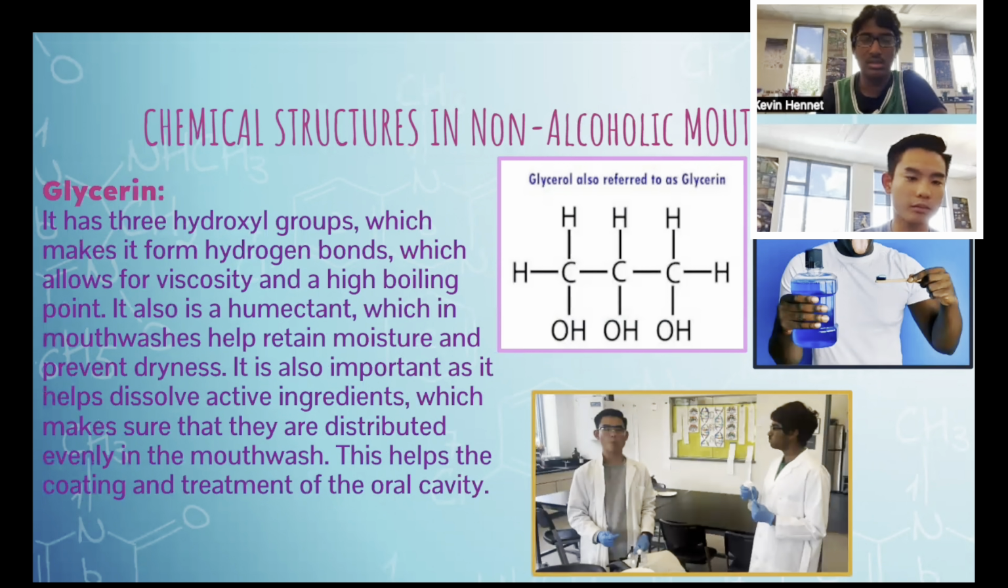Okay, so another chemical structure in non-alcoholic mouthwashes is glycerin. It has 3 hydroxyl groups, which makes it possible to form hydrogen bonds and allows for viscosity and a high boiling point. It is also a humectant, which helps the mouthwash retain moisture and prevent dryness. It's also important to dissolve active ingredients.